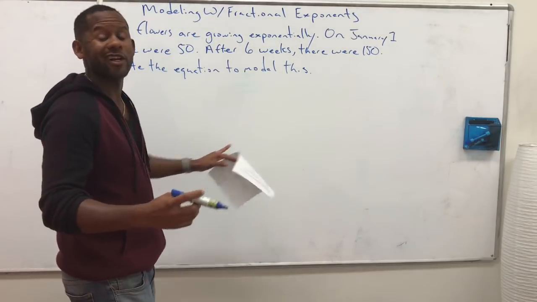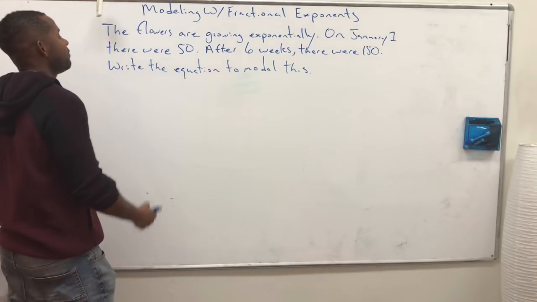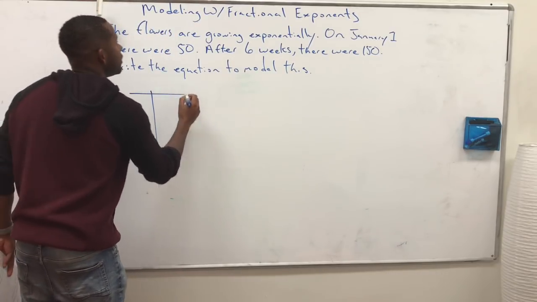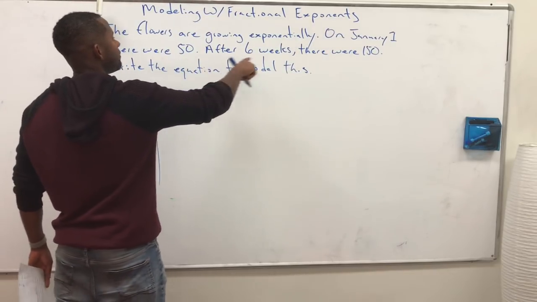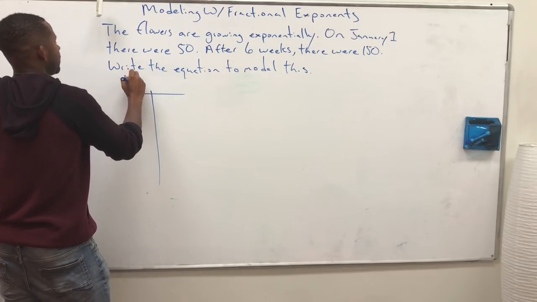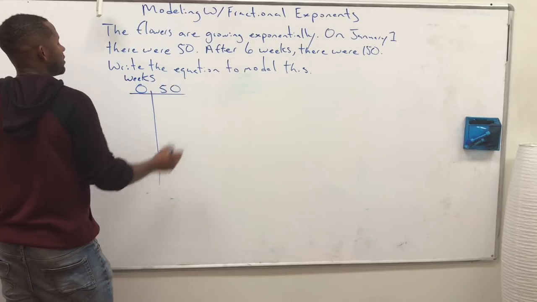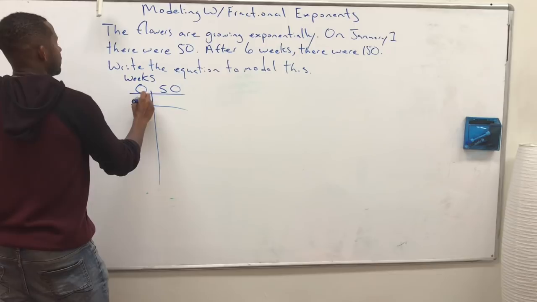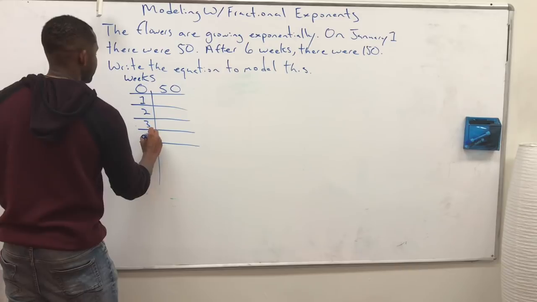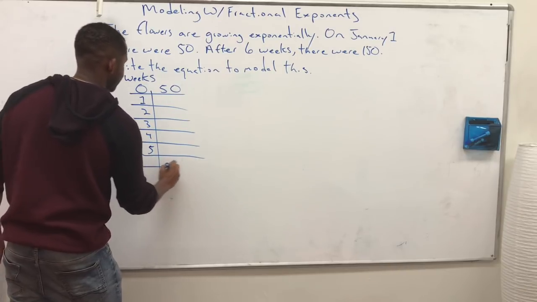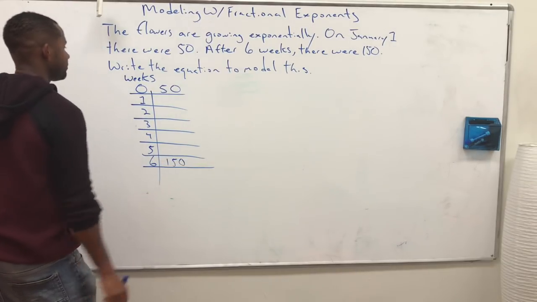So we're going to solve this the way you guys actually already know how to solve this. We're just going to look at it with fractional exponents, right? So we start by making a chart. We're talking about weeks. At week 0, on January 1st there are 50. Week 1, 2, 3, 4, 5. And at week 6, there are 150.